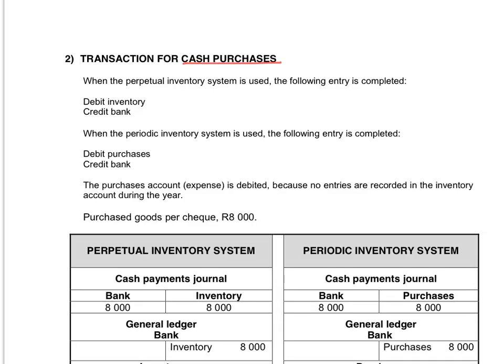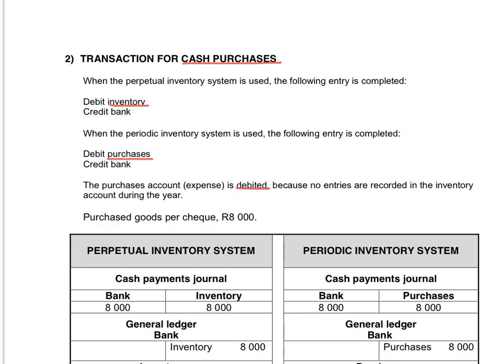Transactions for cash purchases. When the perpetual system is used, you will debit inventory because you increase your assets. When the periodic inventory system is used, you will debit purchases because you are not allowed to write in your inventory account. The difference between inventory and purchases is inventory is an asset, purchases is an expense. The purchases account is debited because no entries are recorded in the inventory account.